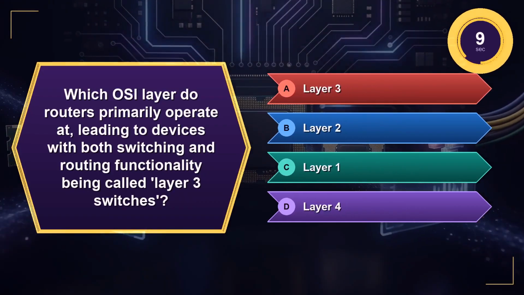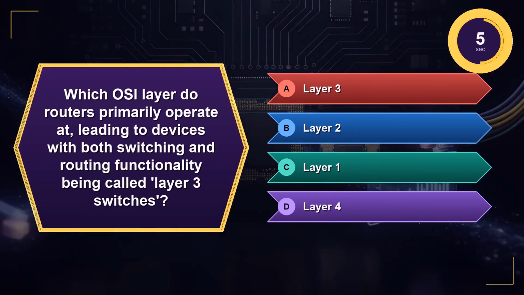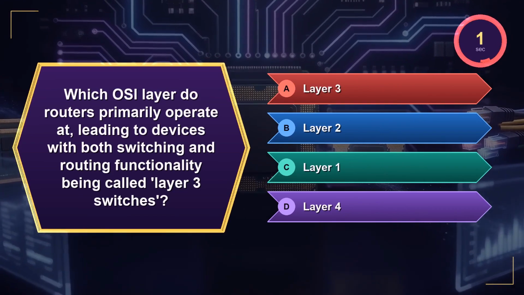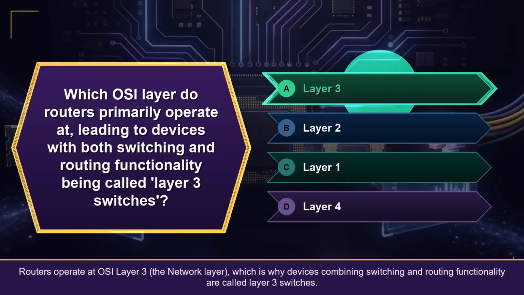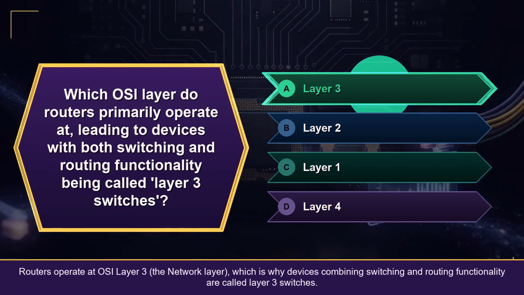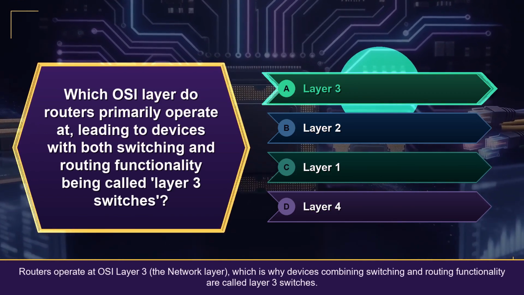Which OSI layer do routers primarily operate at, leading to devices with both switching and routing functionality being called Layer 3 switches? Routers operate at OSI Layer 3, the network layer, which is why devices combining switching and routing functionality are called Layer 3 switches.